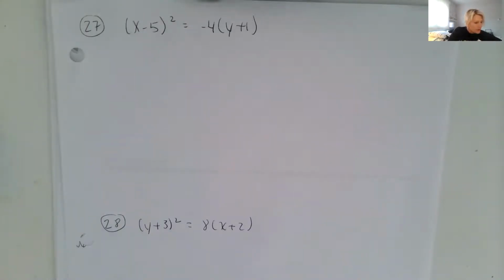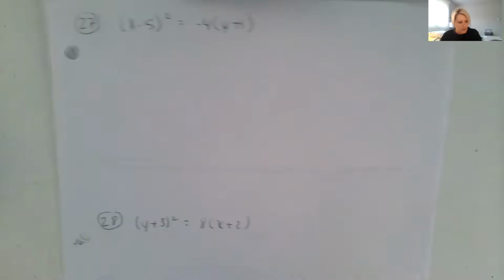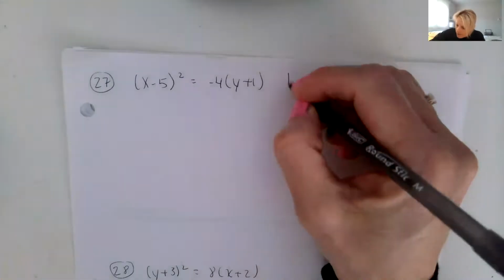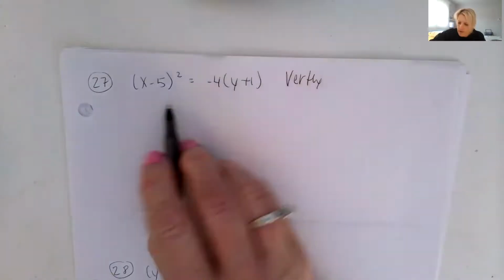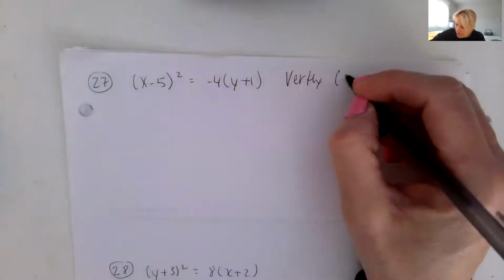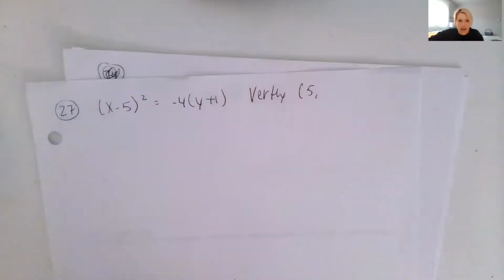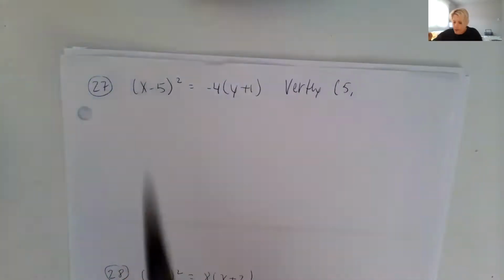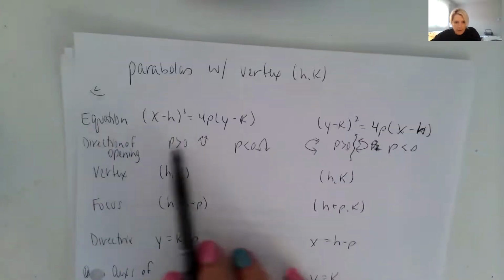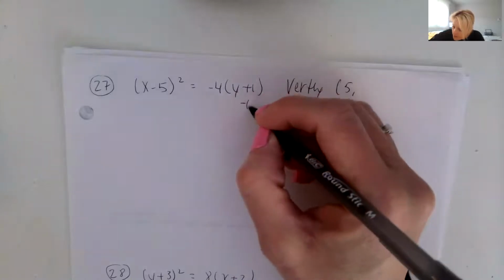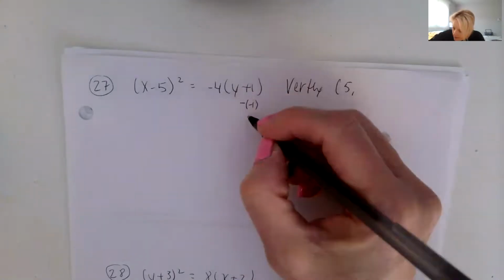So we're going to look at number 27, still looking for the vertex and the focus, and then the equation of the line for the directrix and the sketch of the parabola. So 27, our vertex, we can see 5 is H, because this is the x squared piece. It's going to be this one where it's face up and face down. And then this is really subtracting a negative 1. So K is a negative 1.